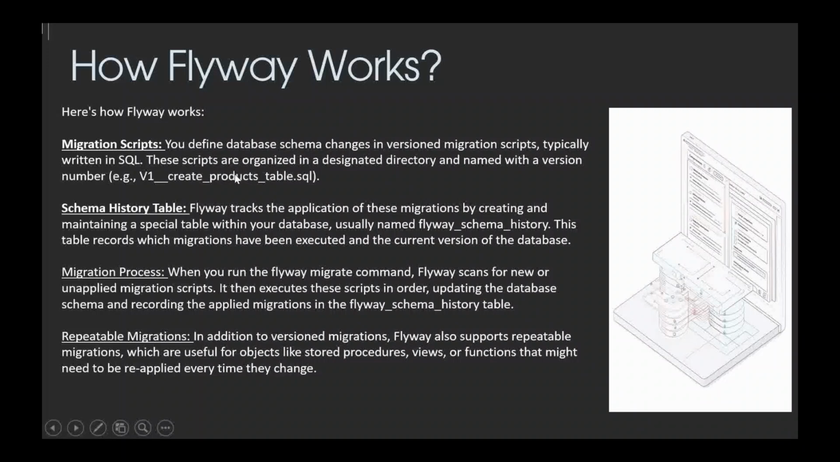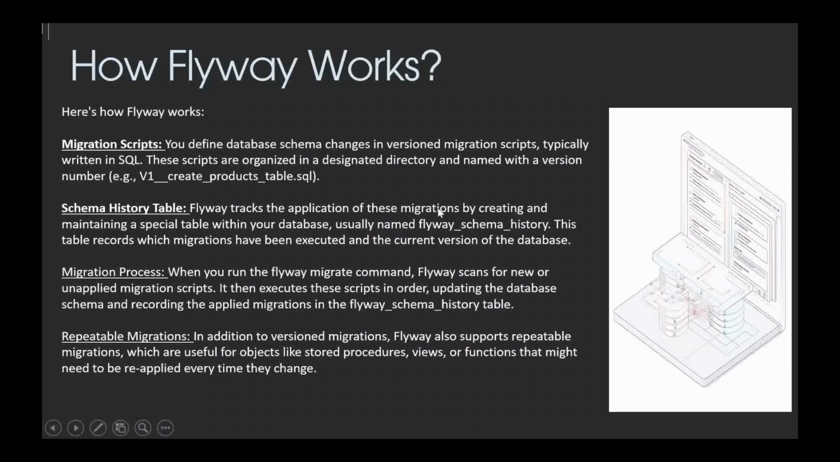For example, if you are going to create a product table, just give the description like create_product_table. Once you execute this .sql using the Flyway migrate command, it will generate a tracking entry in the Flyway history table. Once you set up Flyway, it will automatically create one table called Flyway history, so it will get tracked in the Flyway history table.